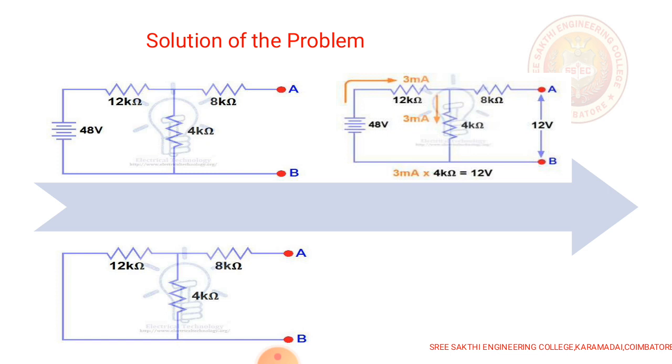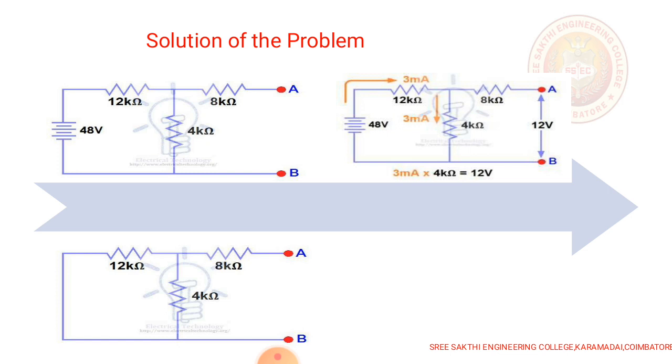Then next step we have to calculate RTH, Thevenin's resistance. For that we have to remove all the external sources. So here we have only one source, that is the 48 volt voltage source. Voltage source should be short circuited and current source should be open circuited. Here the voltage source we have to short. So we are removing and shorting the 48 volt supply. Then we have only resistances in this circuit.